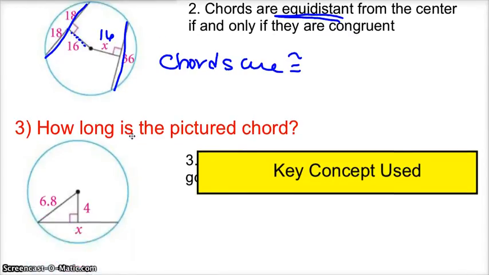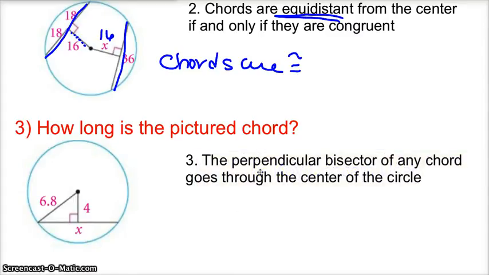It shows me that this one is 16 units from the center, so that one is also 16 units from the center. Lastly, number 3, the key concept here: the perpendicular bisector of any chord goes through the center. So you can kind of pick it apart and use its pieces. So here's a segment that's going through the center and is perpendicular. If that's the case, then it must be cutting it in half.